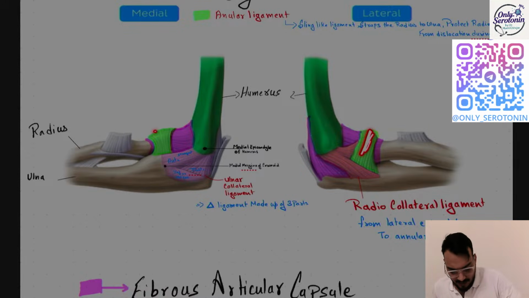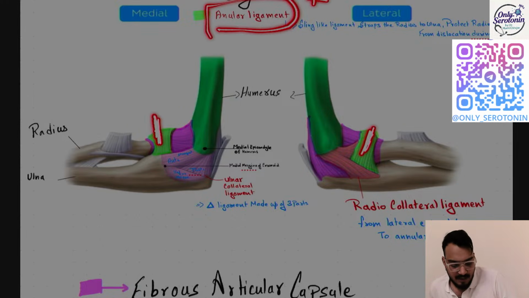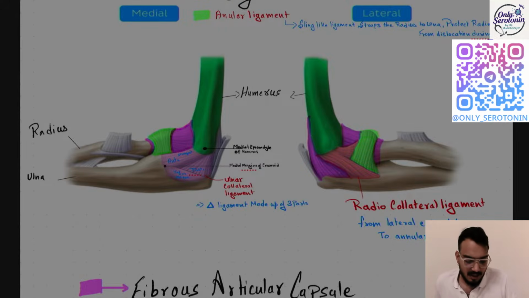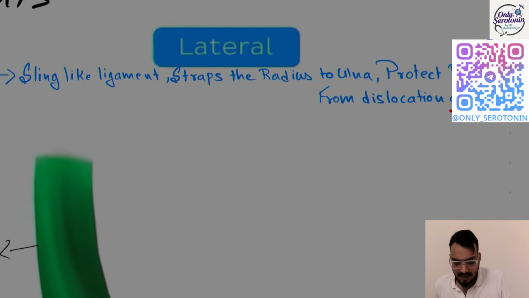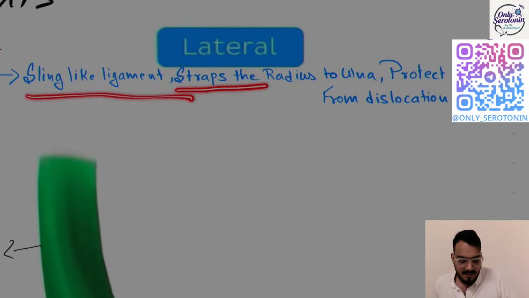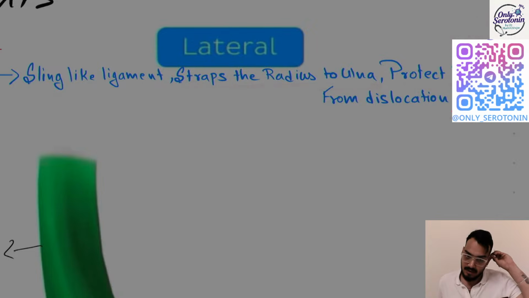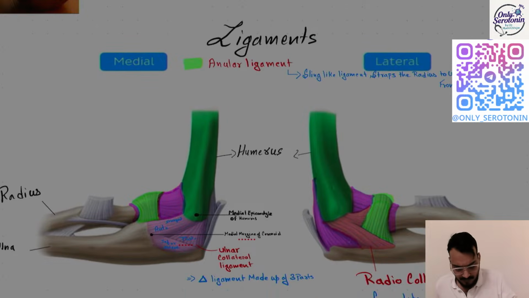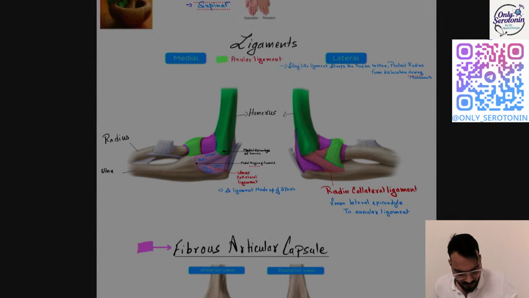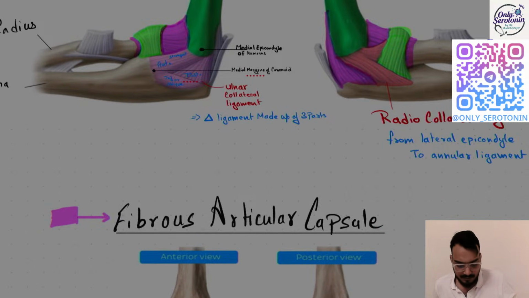The green color thing which you can see here and here, what is it, guys? This is your annular ligament. We will study this ligament, guys. It is important, right? The annular ligament is a sling-like ligament which straps around the radius to the ulna. It protects the radius, specifically the head of the radius, from dislocation during movements. Okay. Then we have this pink color ligament, guys. What is the pink color ligament? It is your fibrous articular capsule.